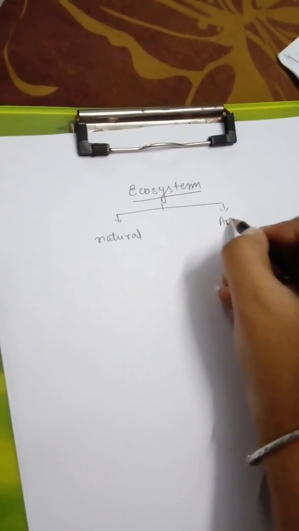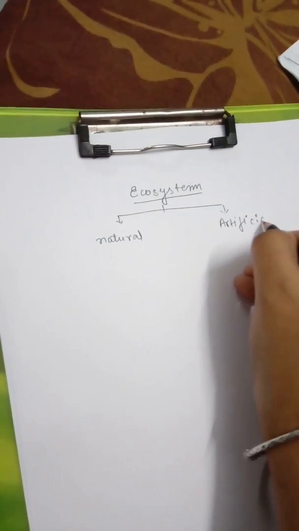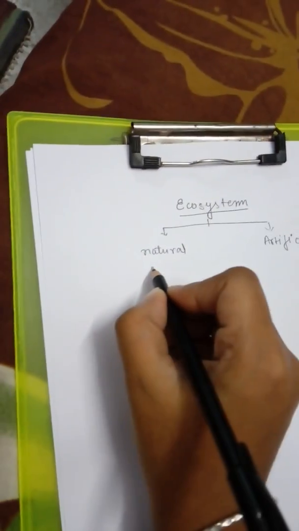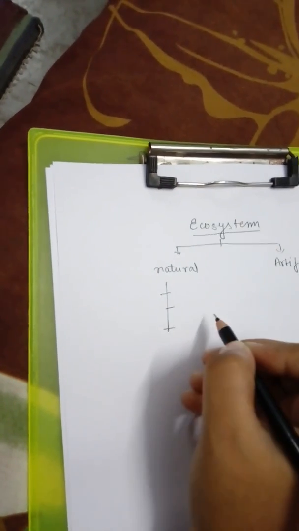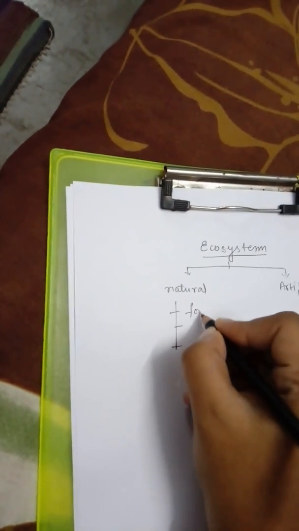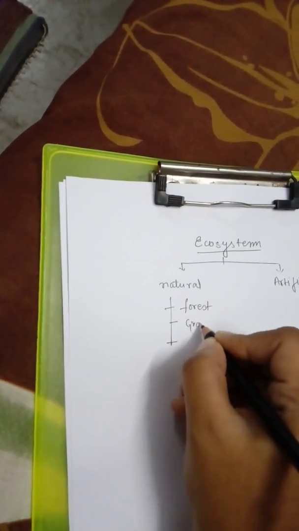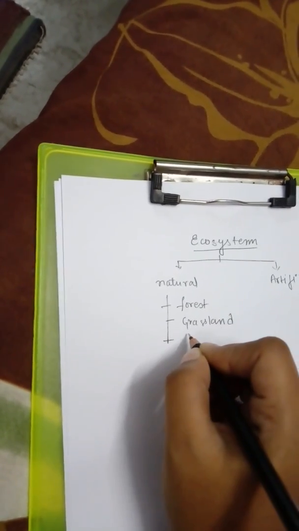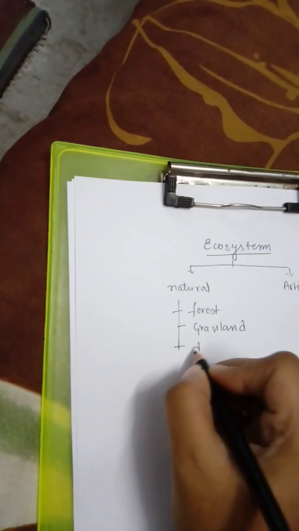So there are two types of ecosystem, that is natural and artificial. So in the natural ecosystem, there underlie three things. What are they? They are forest ecosystem, grassland ecosystem, and desert ecosystem.